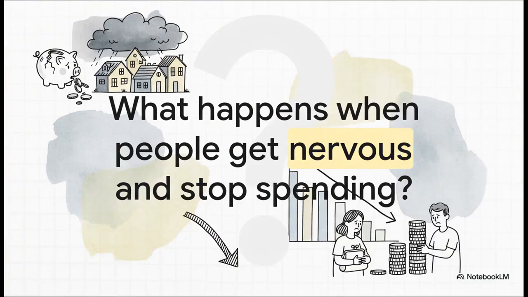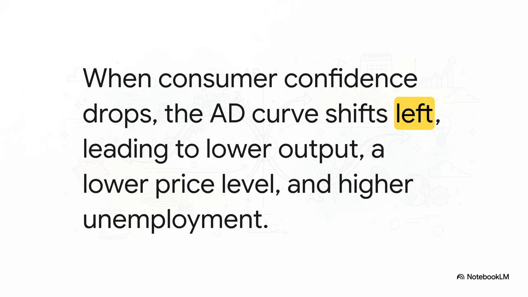So let's go back to that housing crash. Consumer confidence just tanked. People got really worried about their jobs, about the future, so they started spending less and saving more. So how do we show that in our model? Well, that big drop in confidence causes the entire aggregate demand curve to shift over to the left. This means that at any price level, people are just buying less stuff overall. And the result of that shift is a new, much more painful equilibrium.